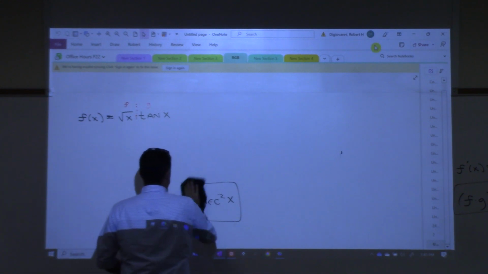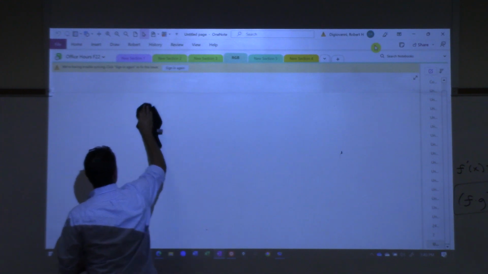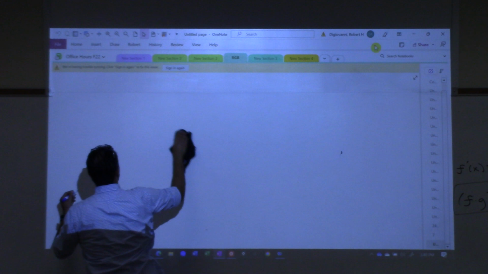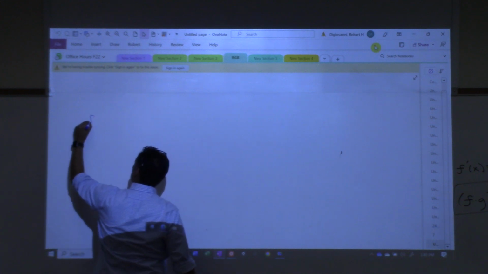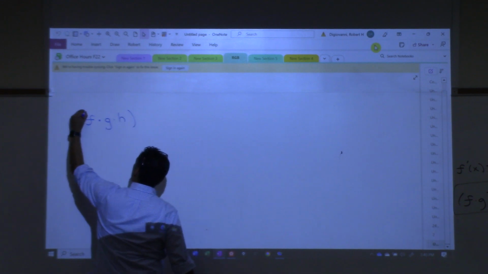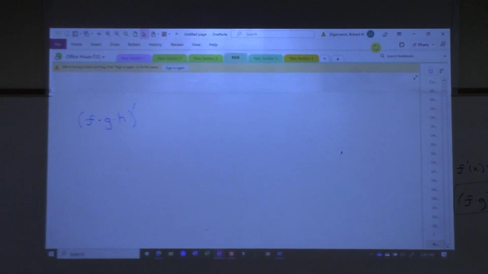I wonder if you have a product, right? What about if you had a triple product? Like what if you had f times g times h and you wanted to take the derivative of that? I wonder if there's a formula for that. What do you think? Probably, right? Probably. But you're not going to find it on your formula sheet.